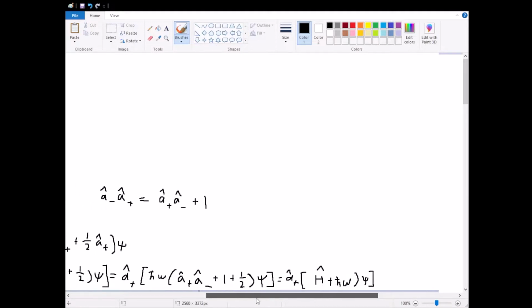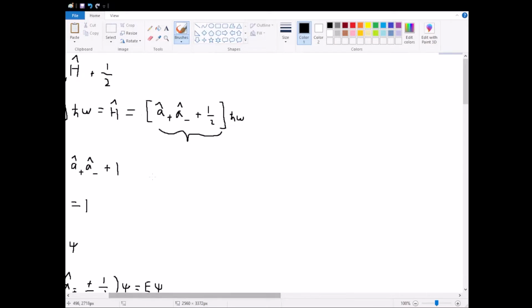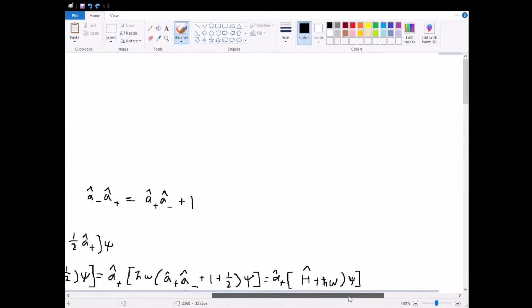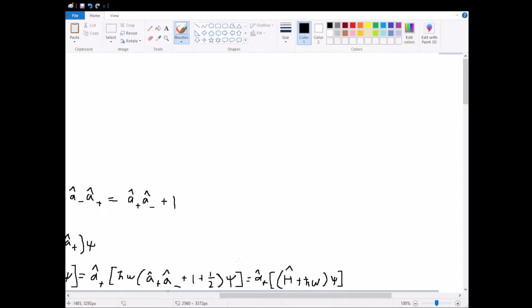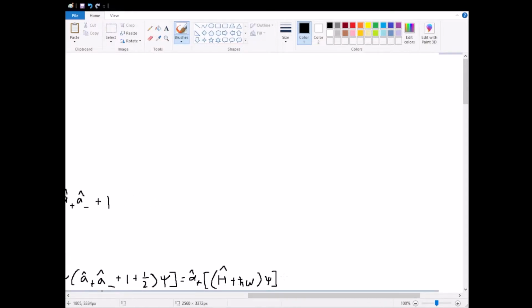Like that. Because we have h bar omega, because our definition requires us to have this extra h bar omega multiplied on the right. And so we have now this property. So this is evidently now equal to a hat plus h hat plus h bar omega times psi. And we already know that h hat times psi is going to give us E, so this just automatically becomes E.